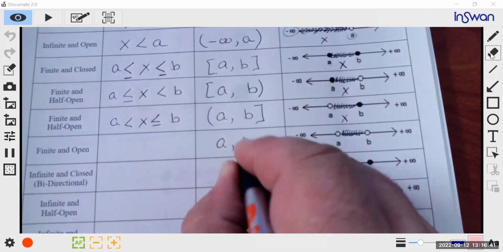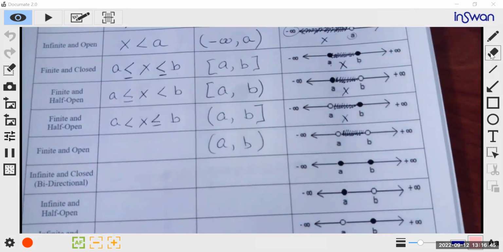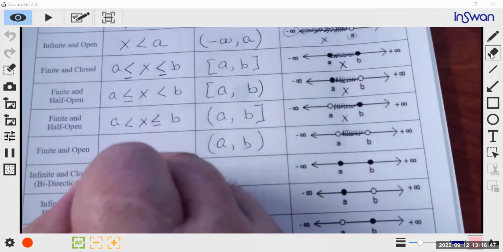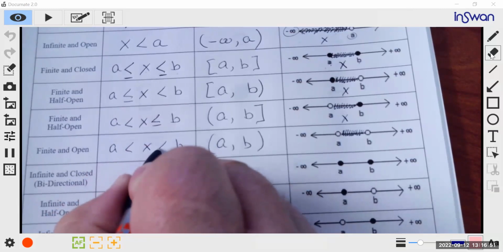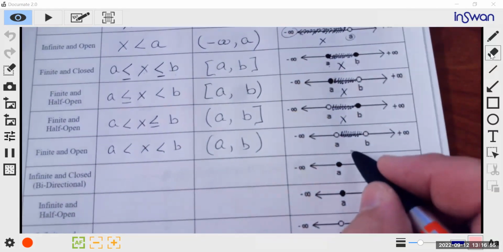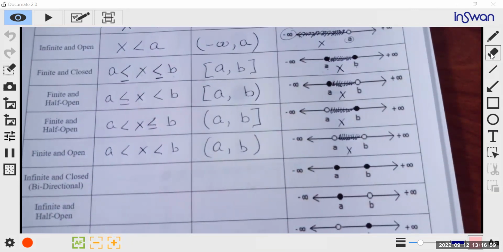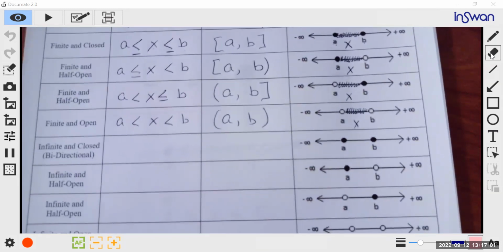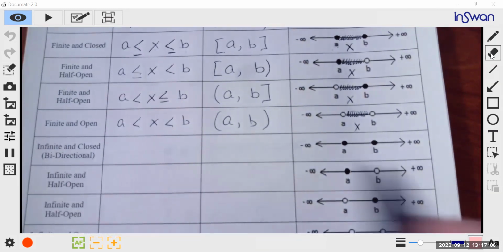You have a beginning and an end. I can't use either of them, so they're parentheses. X is between A and B, and I can't use either of them, because X is greater than A, but less than B. So that's when it's finite, between 2 points.